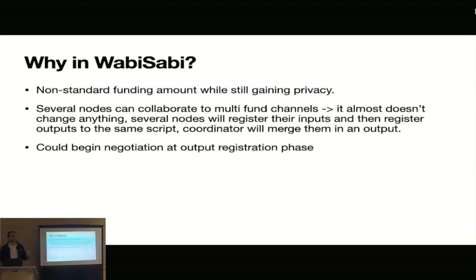What are the advantages of using WabiSabi instead of Zero-Link? First, you can have non-standard funding amounts while still gaining privacy. This is important because if you open a channel through a CoinJoin, you won't be able to remix later on. So you have to gain a really good amount of privacy directly, because usually if you don't gain enough privacy in one round, you take your output and register it again in the next round. But you won't be able to do that because you can't remix an output from a Lightning channel. So it's important to gain a lot of privacy directly.